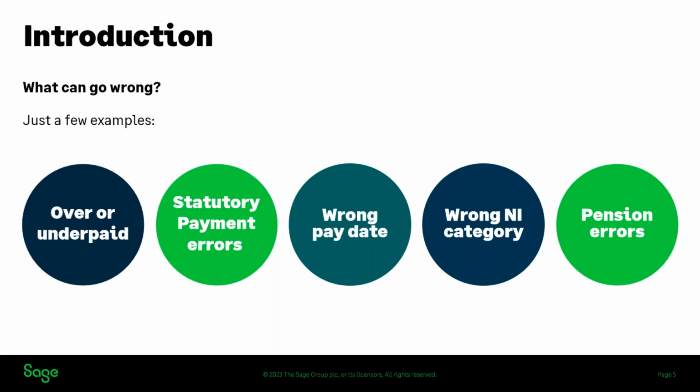Perhaps you have a problem with statutory payments. You've entered incorrect dates, you've forgotten to process a statutory payment, or you've paid too much. Maybe you've used the wrong pay date in your payroll and submissions. You need to go back and correct that. Or a wrong NI category or tax code. Could be you've made a mistake with pensions. So maybe someone should have been in the pension scheme, you've got incorrect pension settings, etc. So just a few examples there of things that can go wrong. And what we're going to explore is how you go about putting that right.